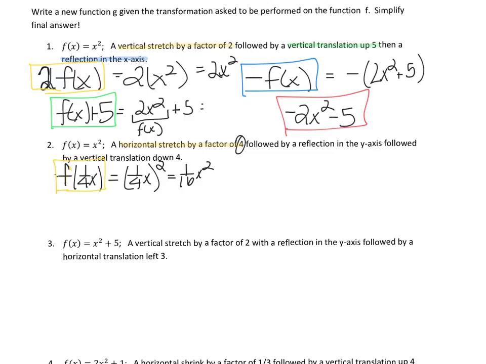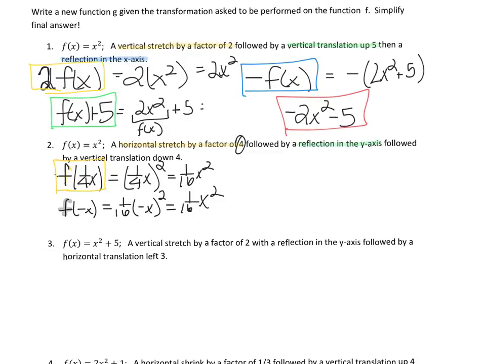The next step says followed by a reflection in the y-axis. A reflection in the y-axis is f of negative x. Plug in negative x for the x. So 1/16 parentheses negative x squared. Negative x squared is just x squared, so 1/16 x squared. And that's because we're centered at 0, 0, and when you reflect it around the y-axis, you can't tell a difference. The equation looks exactly the same.